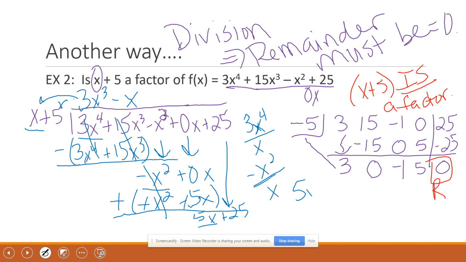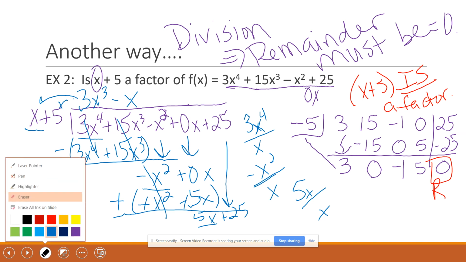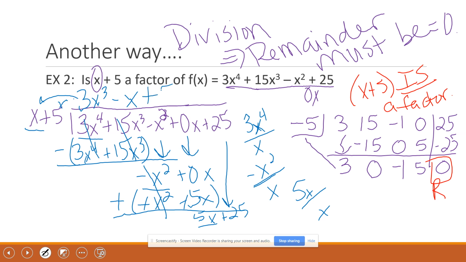5x divided by x gives us positive 5. 5 times 5 is positive 25. And then we are subtracting, and that all subtracts to 0. So 0 remainder again. 2 ways to decide if it's a factor or not. So the answer to this is yes.